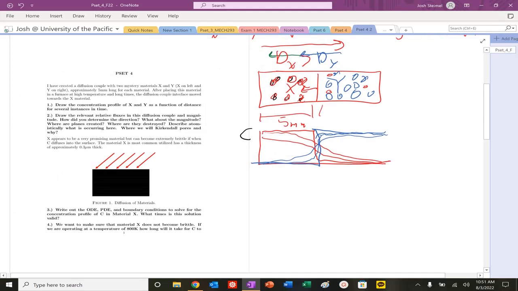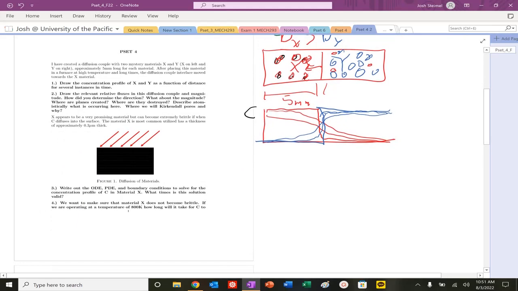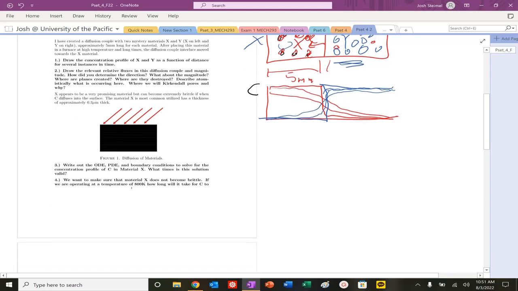So number 2, fluxes, magnitude, we already talked about that. Planes are being created over here, destroyed over here. Describe that atomistically. Where will Kirkendall pores form? They should form on the X side, as long as we have high enough temperatures and long enough time, little t. Excellent. So let's keep moving on.